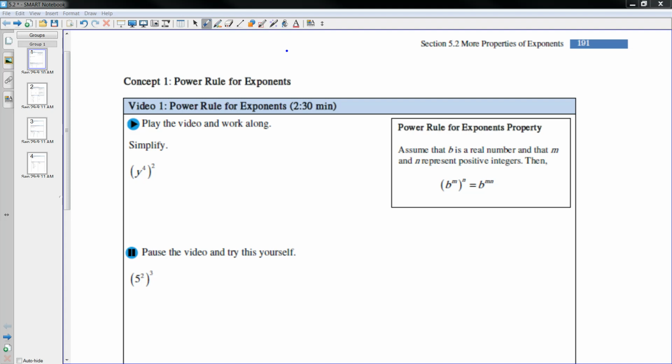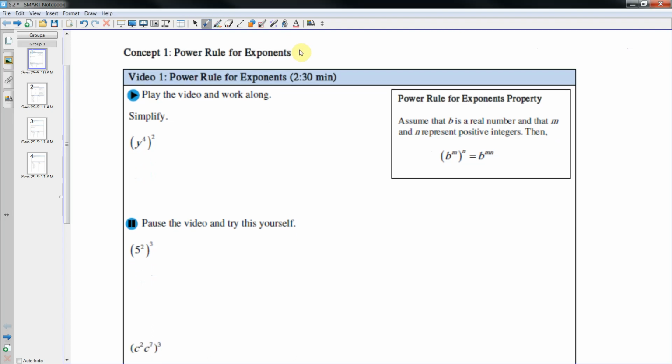The next rule we want to talk about when we're talking about exponents is called the power rule. The power rule states that if you have a base raised to a power, in parentheses, and you have another power on the outside, to calculate your final answer, you take your power on the inside times the power on the outside. So that's the power to power rule.